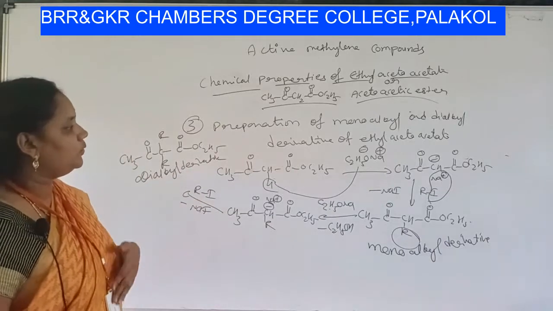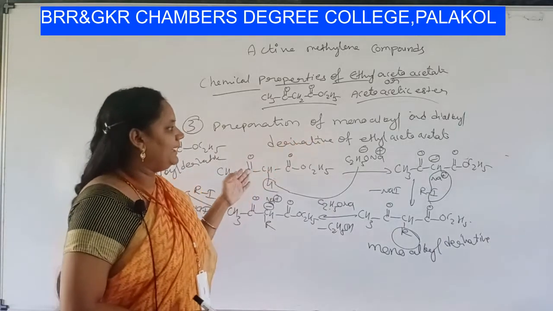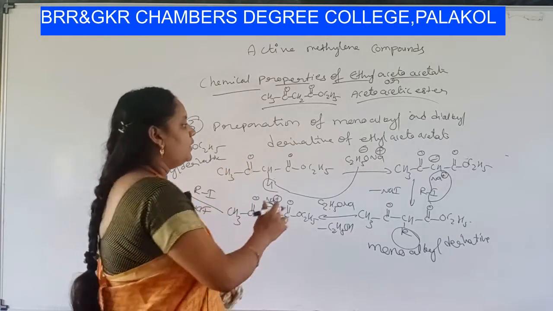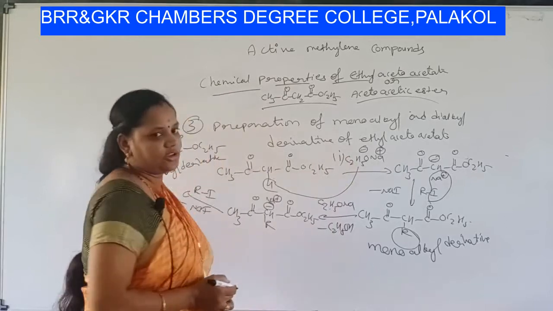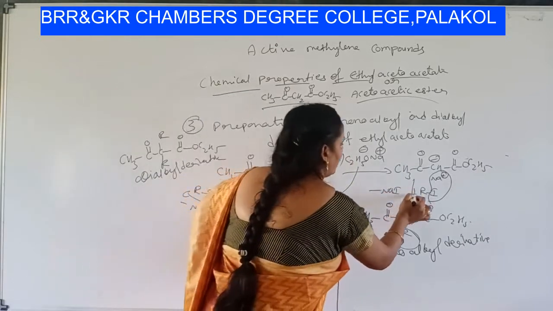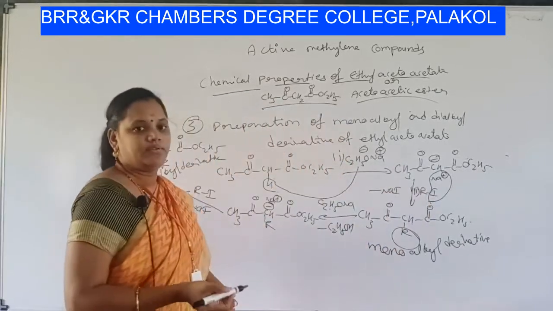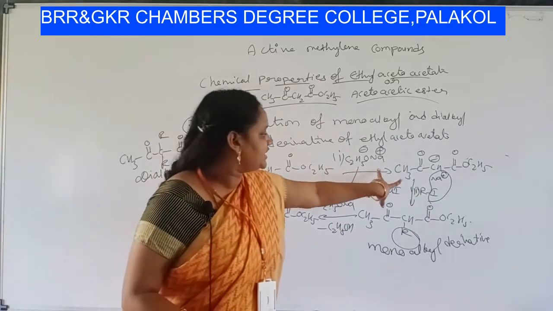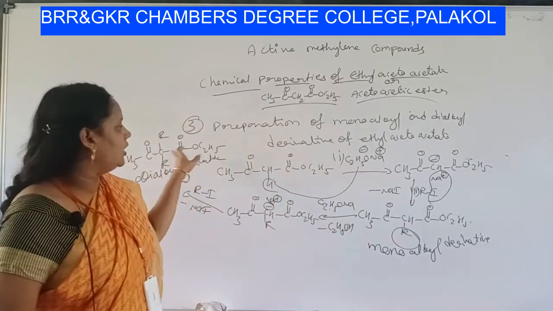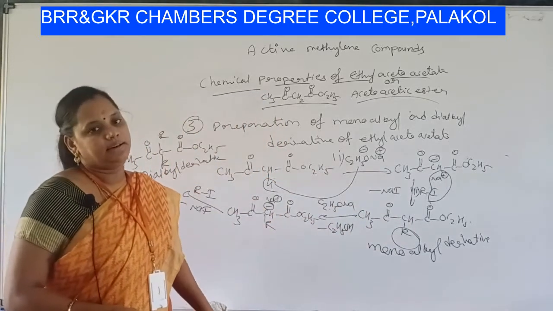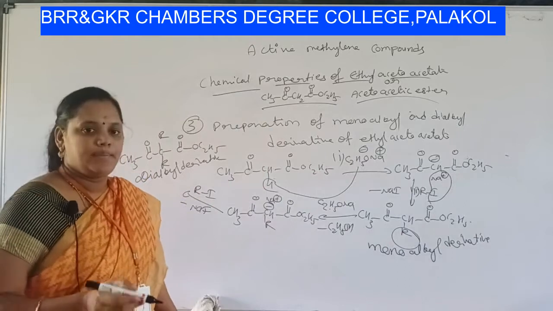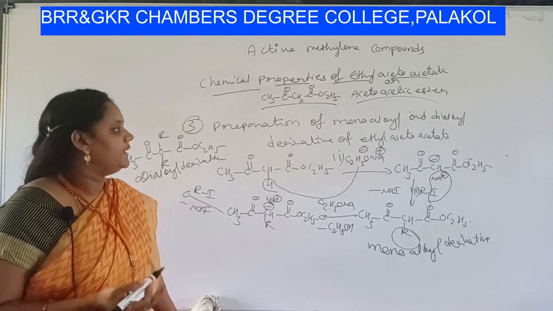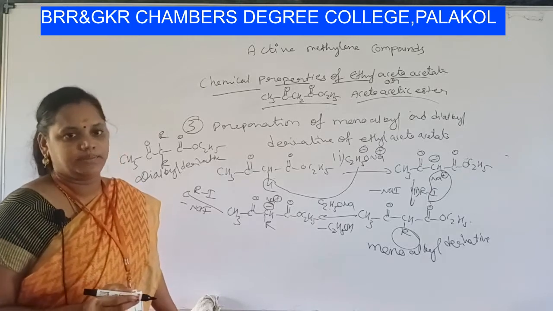So how can we prepare monoalkyl and dialkyl derivatives of ethyl acetoacetate, students? In the first step, we have to treat it with sodium ethoxide. In the second step, we have to add alkyl iodide for monoalkyl. If we need dialkyl, the two steps are repeated again to obtain a dialkyl derivative. This is about the preparation of monoalkyl and dialkyl derivatives of ethyl acetoacetate. Okay.